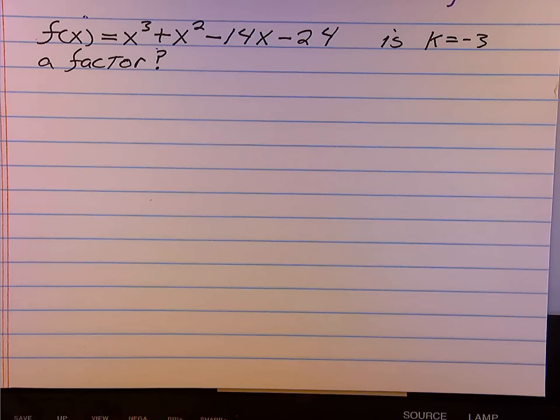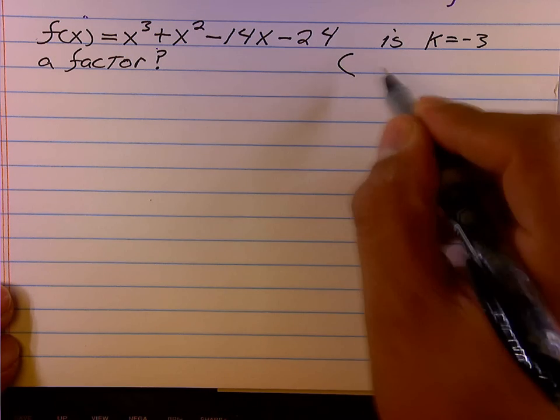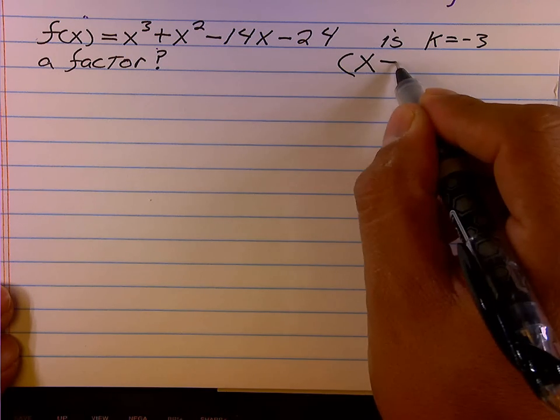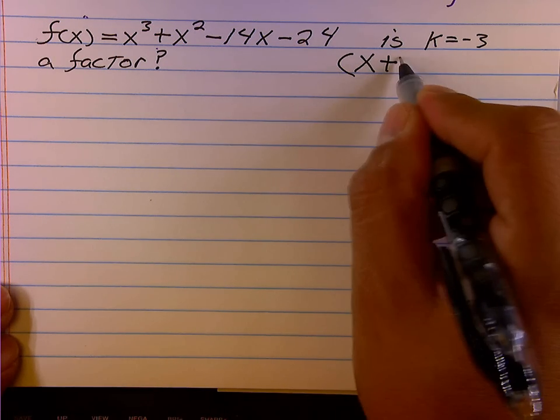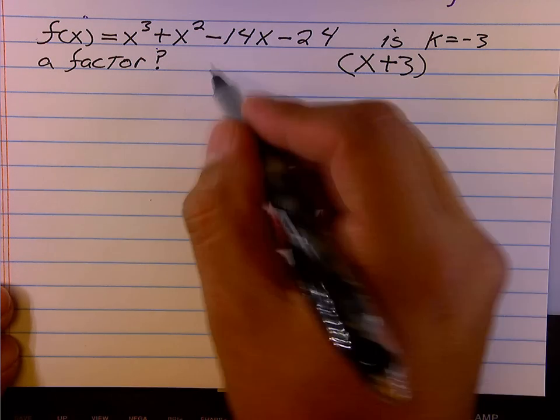Okay, another example using the factored form of a polynomial. I'm going to determine if k equals negative 3 is a factor. What does it mean for a number to be a factor? That means a couple different ways we can look at it. Basically, that means if I put it in factored form, one of the factors would be x minus that negative 3. And of course, if it's third degree, I'm going to have, what, a couple more factors.